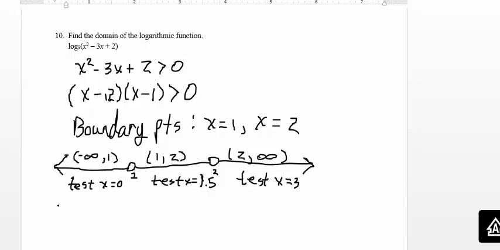So our question is, is 0 minus 2 times 0 minus 1 greater than 0? And we see negative 2 times negative 1 is 2, and that is greater than 0. So here the inequality is true.